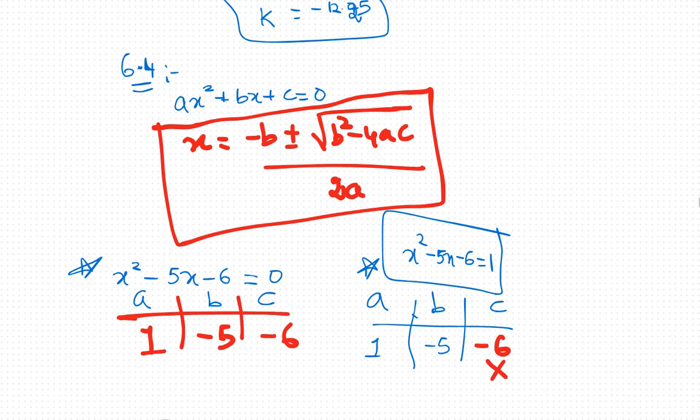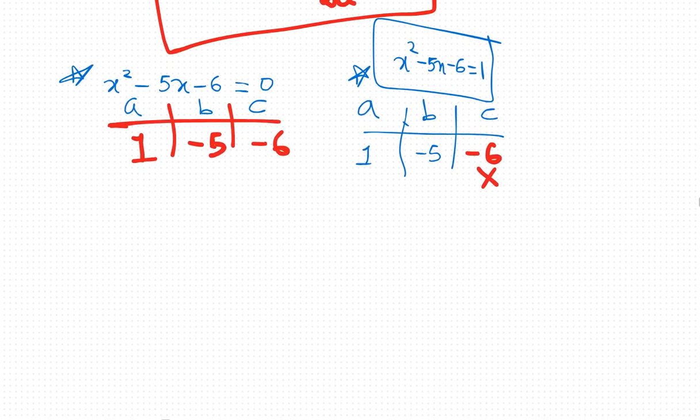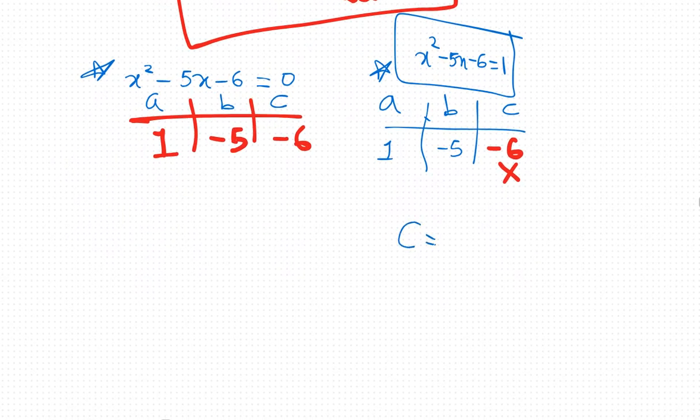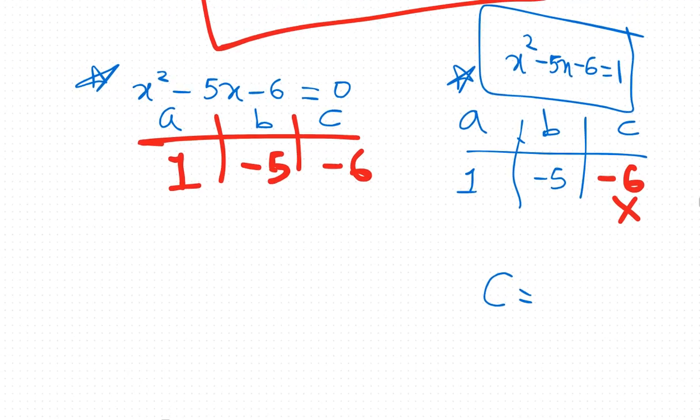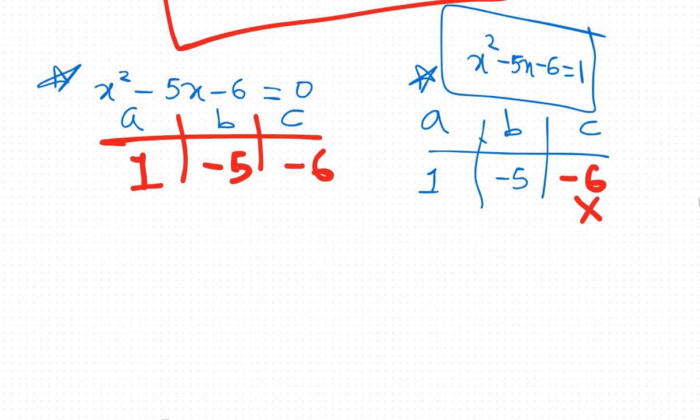This is why I'm telling you identifying ABC is extremely important. So what is the C value? How much is C? In this question, it's not -6. I'm saying C is not 6. Why is it 6? So I divide -6 on both sides.